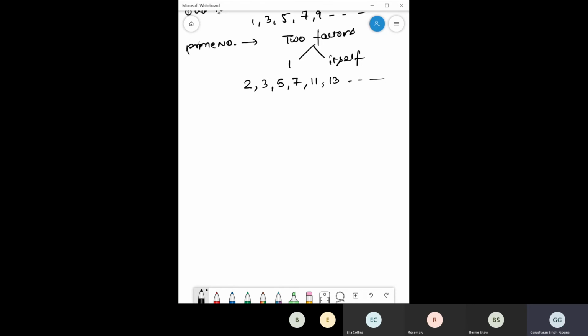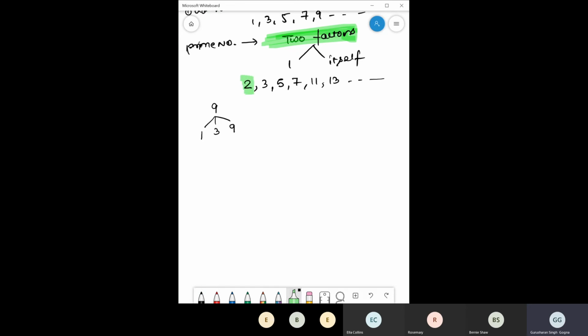For example, 9 is not a prime number. Why? Because 1 is a factor of 9, 3 is a factor of 9, and 9 is a factor of 9 as well. So there are 3 factors. So it does not satisfy the condition of prime numbers, which means it has to be exactly 2 factors. For example, 1 is not a prime number as well because 1 has only 1 factor, which is 1. So that's why 1 is not a prime number. So the smallest prime number is 2.